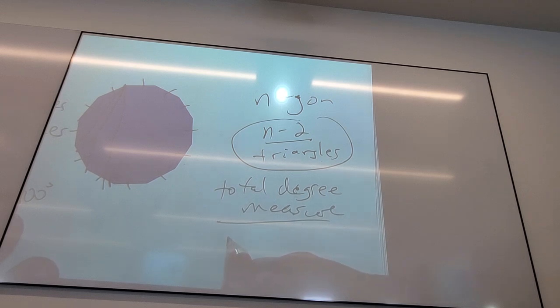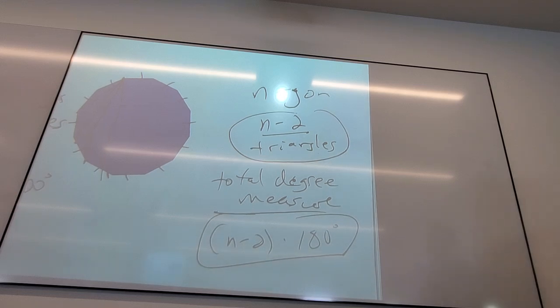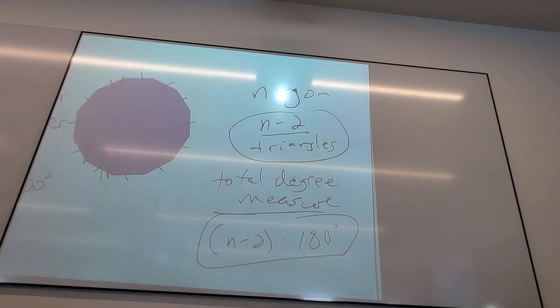Do it again? Yeah, n minus 2 times 180. Let's check this out. A 3-gon is also called a triangle. Sides are 3. 3 minus 2 is 1 times 180 is 180 degrees. This is a triangle. I have 180 degrees.